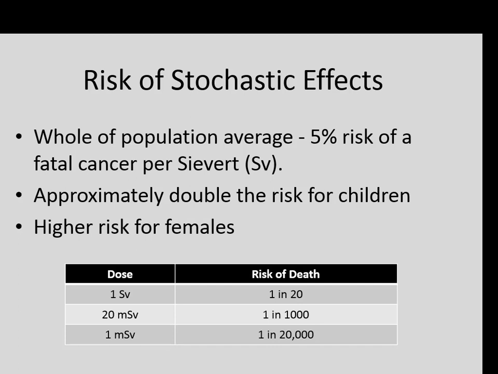I've mentioned that we're not really able to measure the effect of radiation dose below about 100 millisieverts. So what we've done in terms of the risk is to apportion that at the same rate as 5% per sievert. So at 20 millisieverts, which is 0.02 sieverts, the risk of death goes to 1 in 1,000. And at 1 millisievert, the risk is estimated to be 1 in 20,000, based on that 5% risk at 1 per sievert.